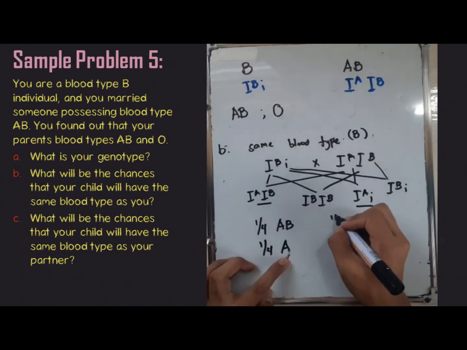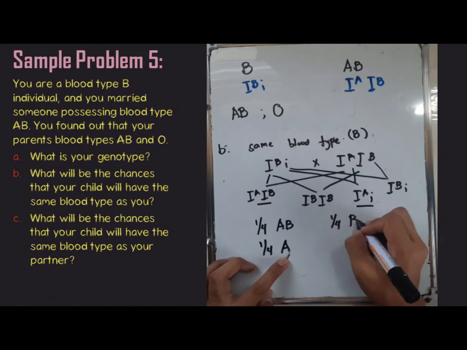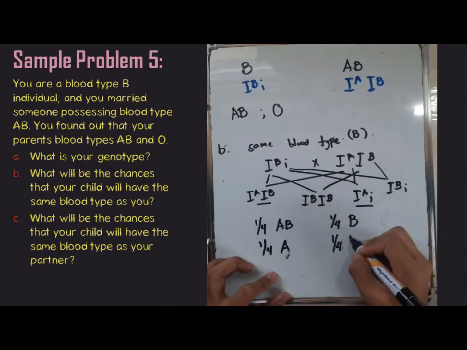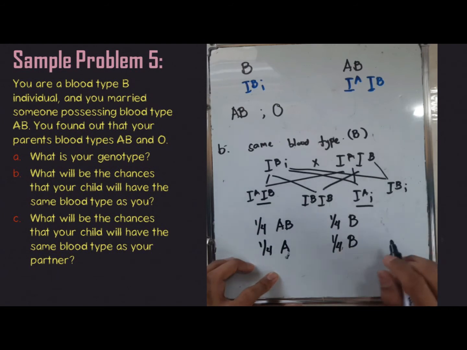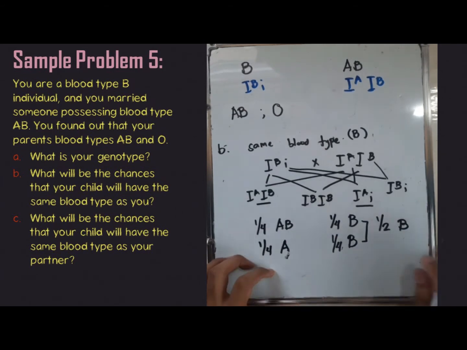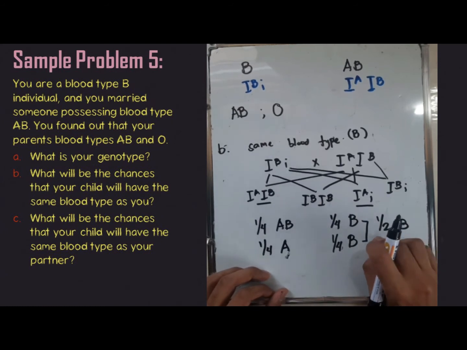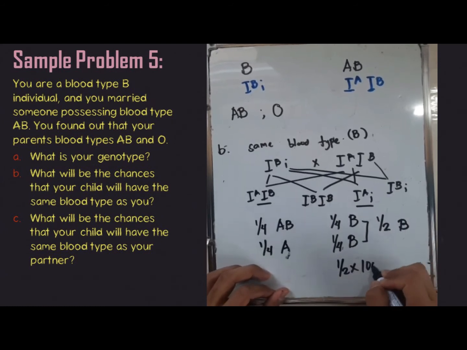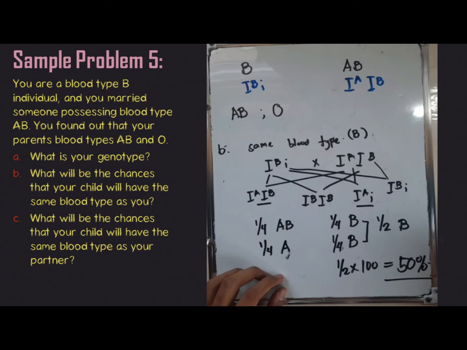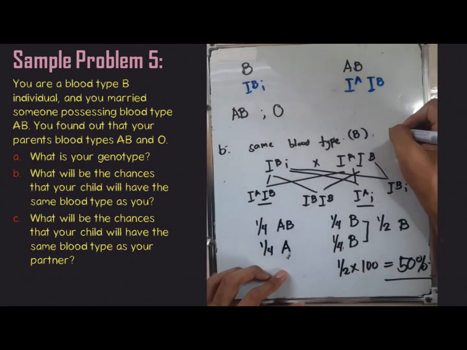Then we have here the presence of 1/4 homozygous dominant B and 1/4 heterozygous dominant B. Since we are talking about phenotypes here, we are now going to combine these values, in which we arrive at 1/2 for blood type B. Since you are blood type B also, to get the probability that your offspring would possess blood type B, you multiply 1/2 with 100. You will now have a 50% probability that your offspring would have the same blood type as you. Okay? So that would be for letter B.